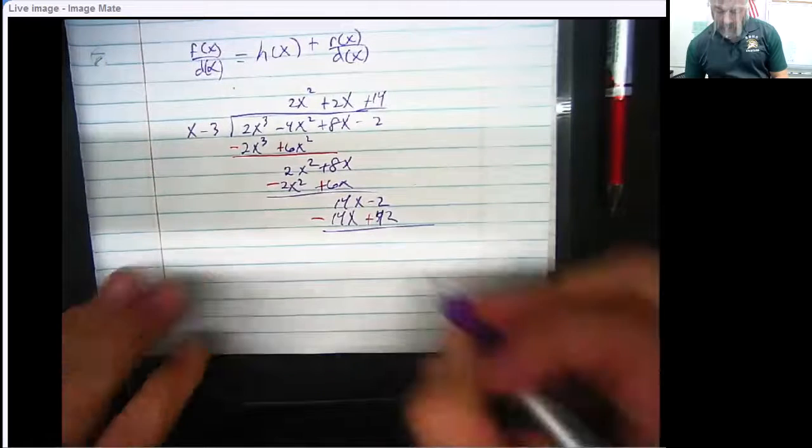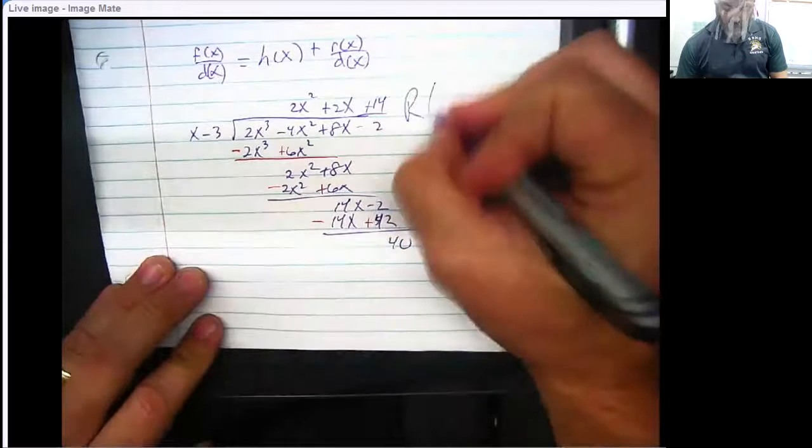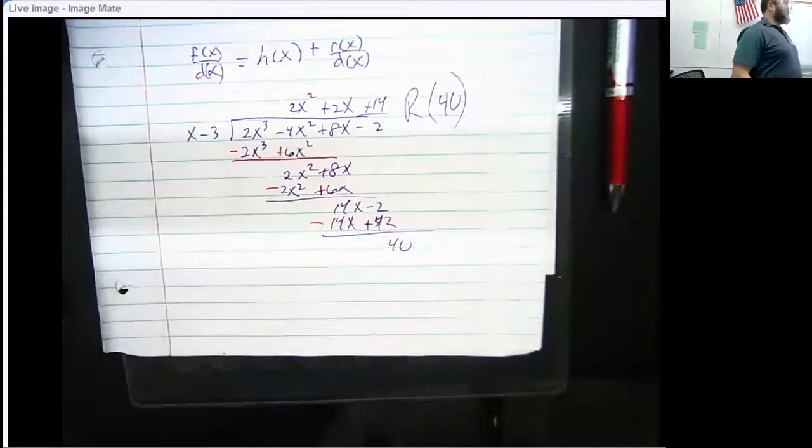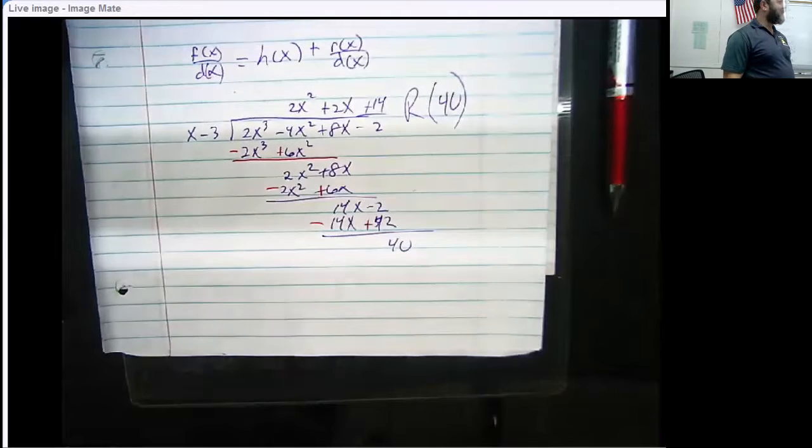40. Or 40. I got a remainder of 40. Isn't that cool? Woo!